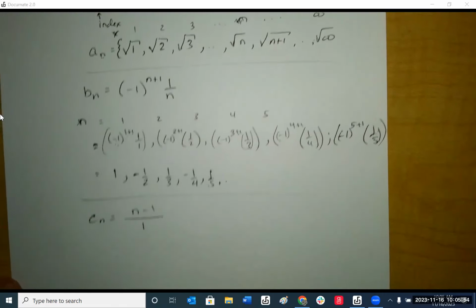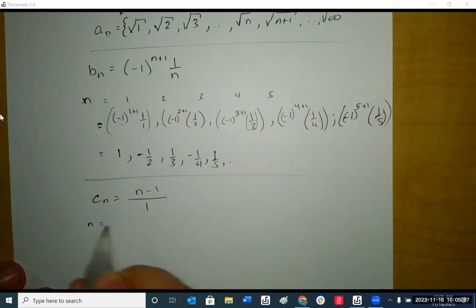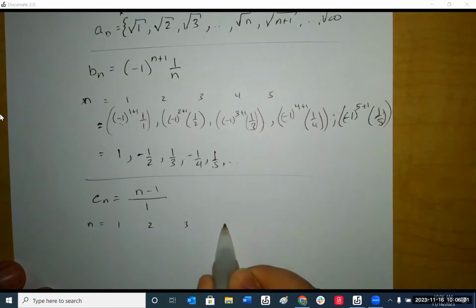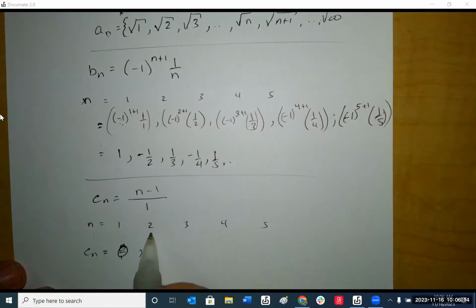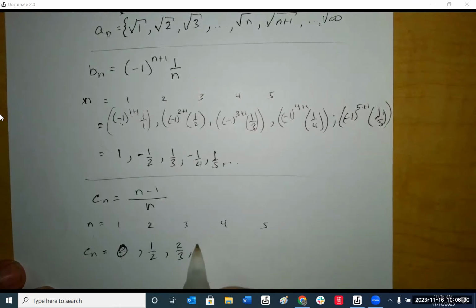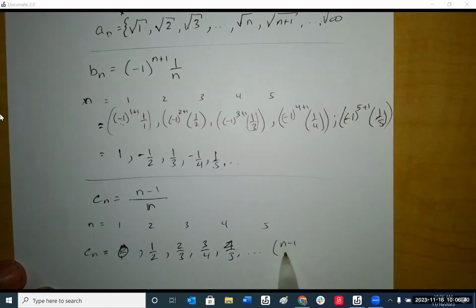n minus 1 over n. Again, when n equals 1, 2, 3, 4, 5. c sub n. This is 1 minus 1 is 0 over 1, so it's 0. 2 minus 1 over n, I'm sorry, over 2. So it's 1 minus 1 is 0 over 1 is 0. 2 minus 1 is 1 over 2 is 1/2. 3 minus 1 is 2 over 3. 3 over 4. 4 over 5, and it keeps on going. n minus 1 over n.